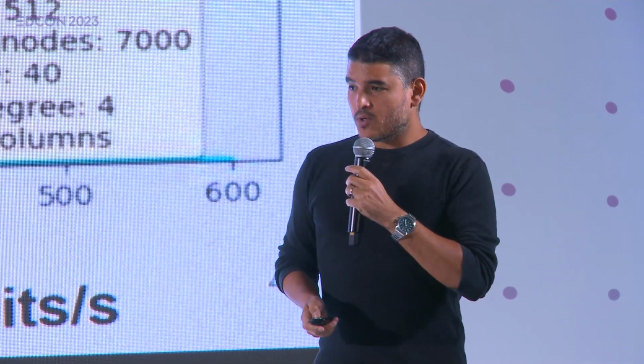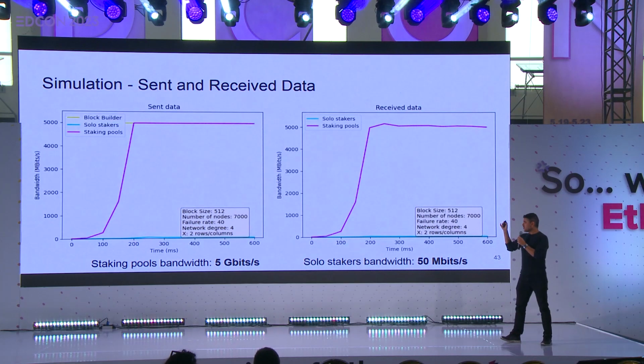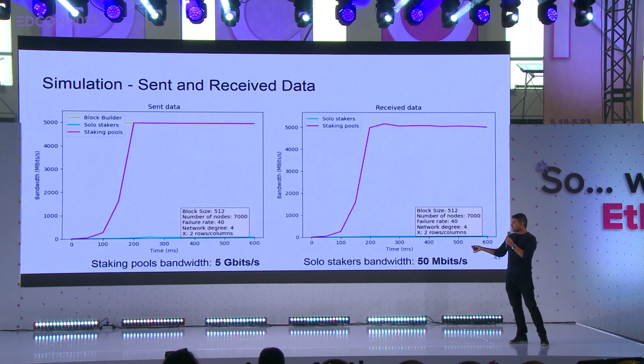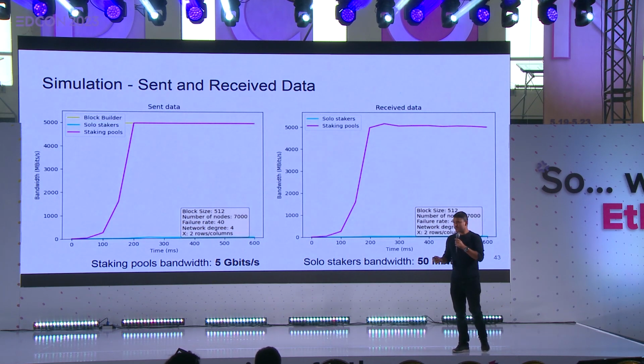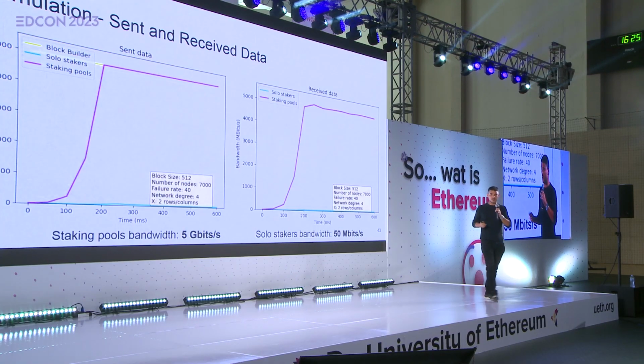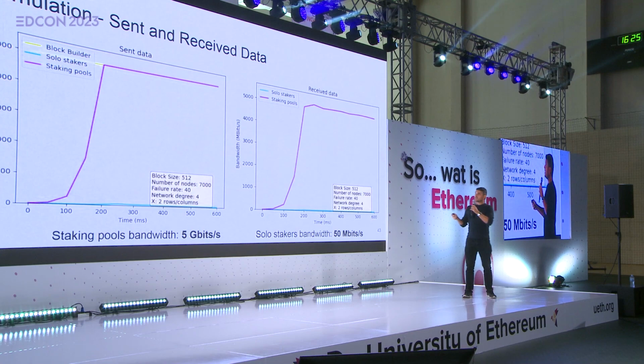Now, when we look at the network, in this particular simulation, we are using 5 gigabits per second for the staking pools and 50 megabits per second for the solo stakers. Now, please don't take this number as the ground truth. This is just an example of a simulation that we used. And you can see that this is exactly what we see.